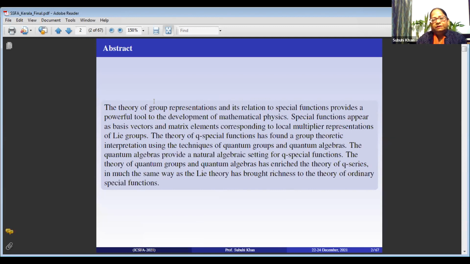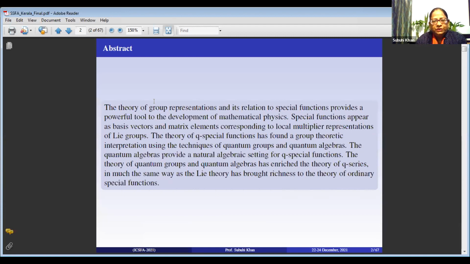If we look at special functions, we observe that they appear as basis vectors and matrix elements, which we relate to local multiplier representations of Lie groups. In this talk, I want to relate the theory of Q special functions. This has found a group theoretic interpretation using the techniques of quantum groups and quantum algebras. So the quantum algebras provide a natural algebraic setting for Q special functions.